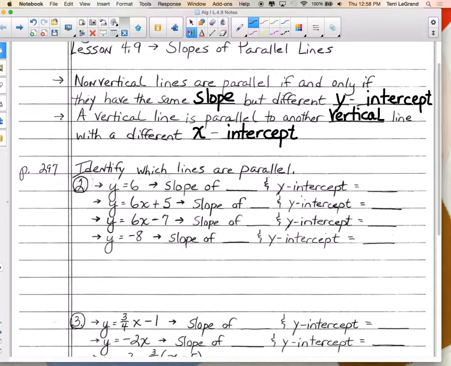So we don't talk about slope with vertical lines, right? What's the slope of a vertical line? Undefined. So vertical lines really don't have slope, so that's why they kind of have their own category. Vertical lines are parallel to other vertical lines when they have different x-intercepts.